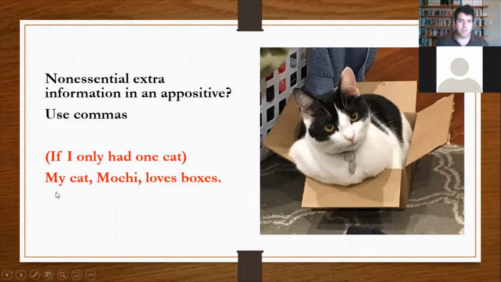You would say, my cat, oh, well, Mr. Loveland's cat's Mochi, so it's fine. This is extra information. You can delete this, and the sentence will still make perfect sense. So because it's bonus information, it's an appositive, set it off with commas.